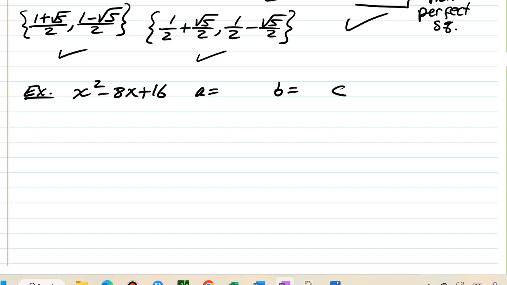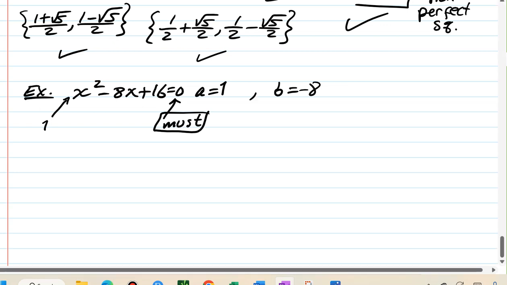So A, B, and C. Make sure you have a 0. I dropped the 0. Let's put a 0 here. This is a must. Okay, you gotta have that before you identify the A, B, C. So A is 1. There is A. B is -8. Correct? B is -8. And this is B. And C is 16.